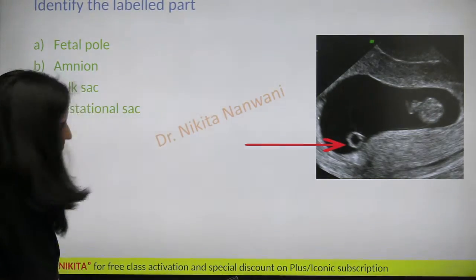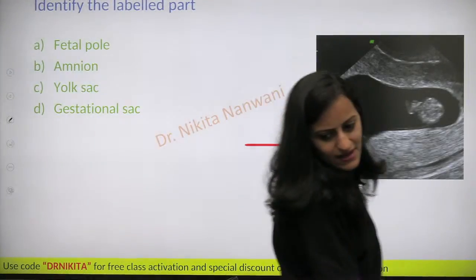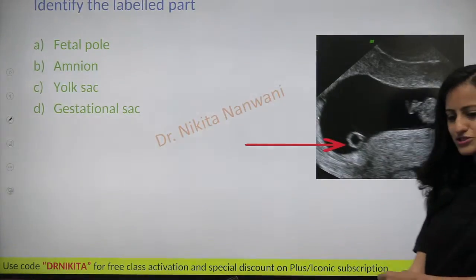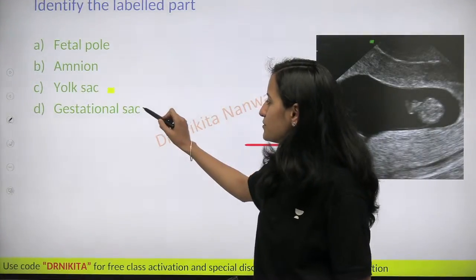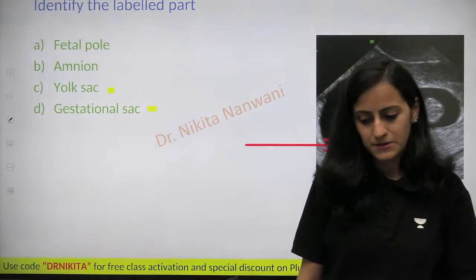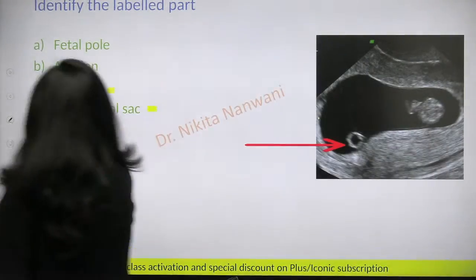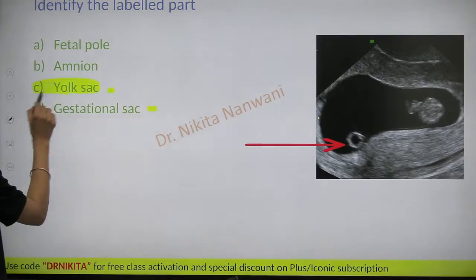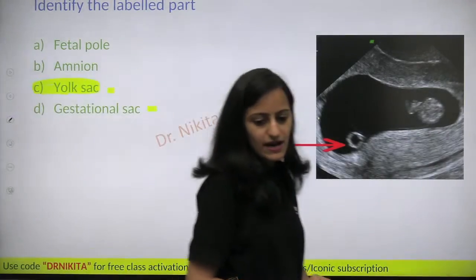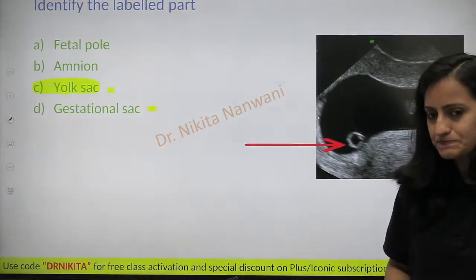Okay, so mixed answers here, some confusion. Majority of you are right. But I can see some confusion between the options yolk sac and gestational sac. The correct answer here is the yolk sac. How do you identify the yolk sac?